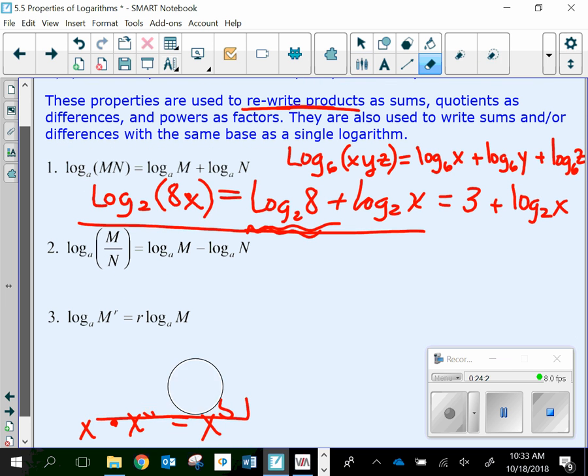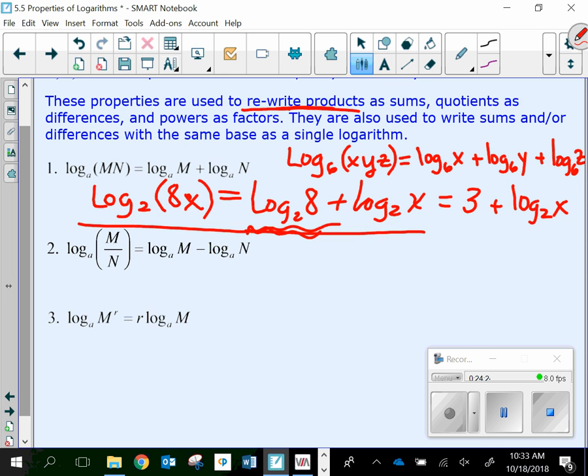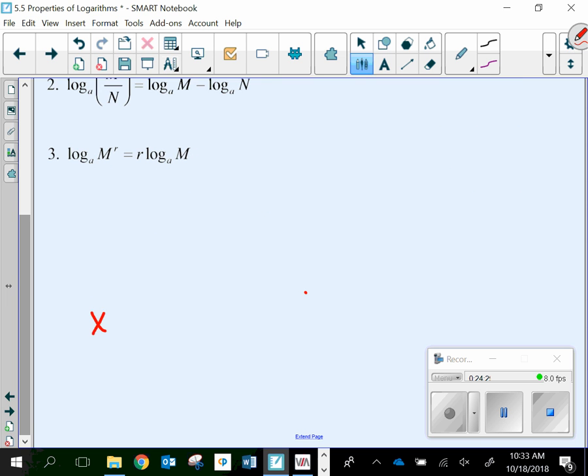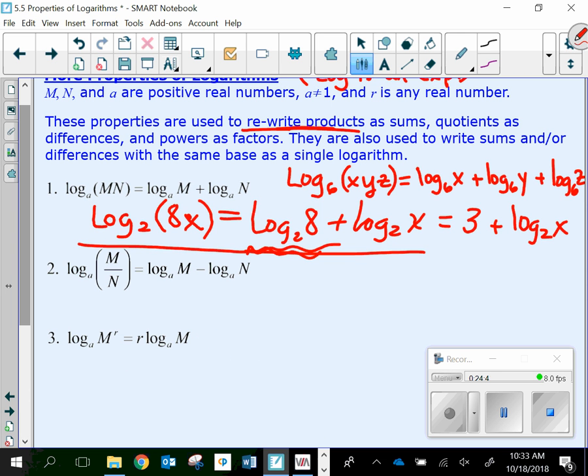Let me erase this right here. All right. What do you do with x to the 6 over x squared? What does that equal? X to the 4th. So you subtract, right? That's the second rule. Because logarithms are exponents, when we're dividing a number and taking the log of it, we're really subtracting the logarithms of each. So log base 2 of 8 over x.